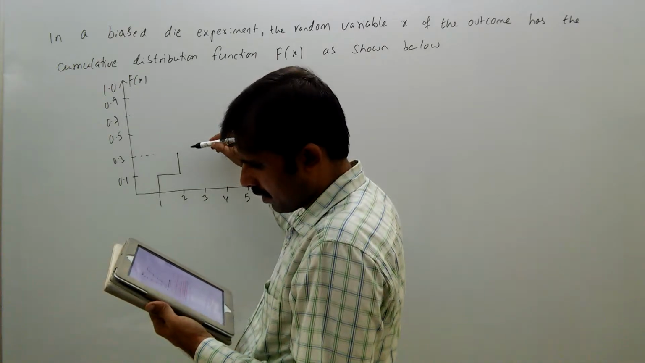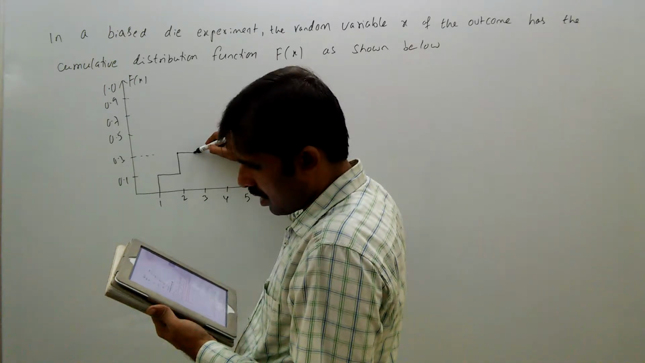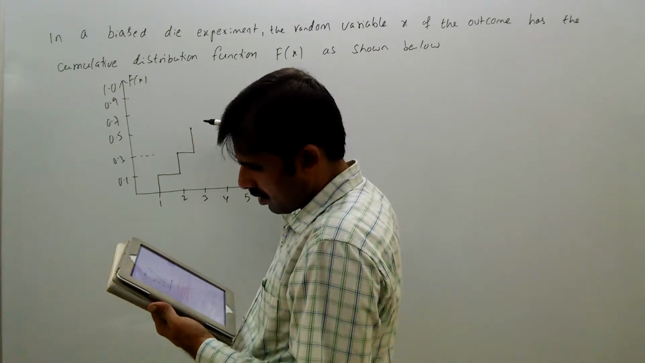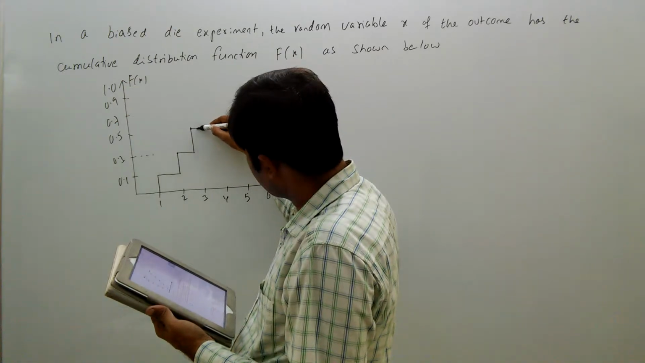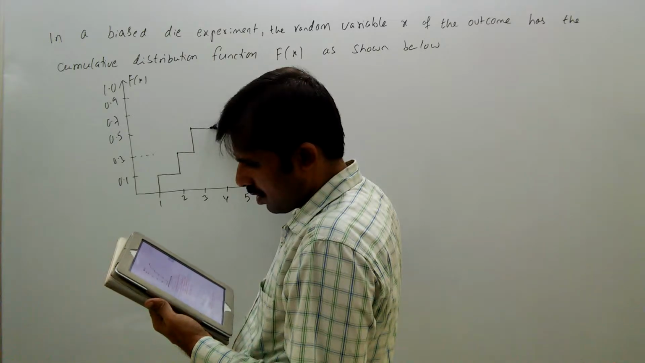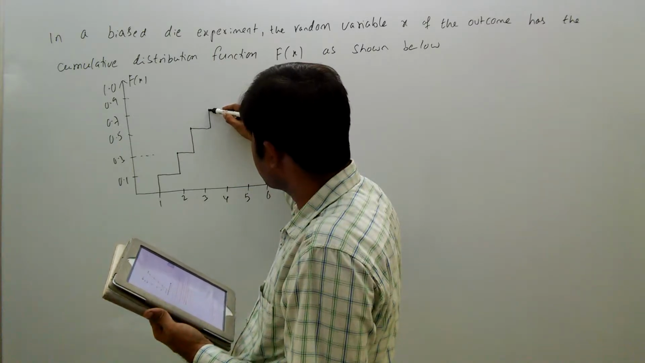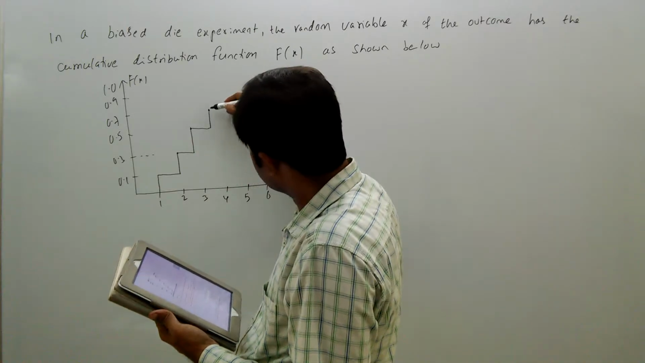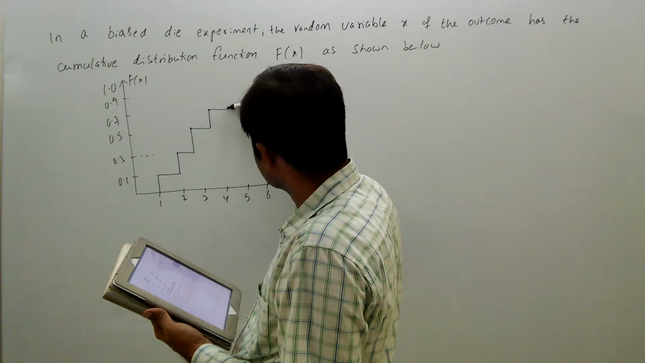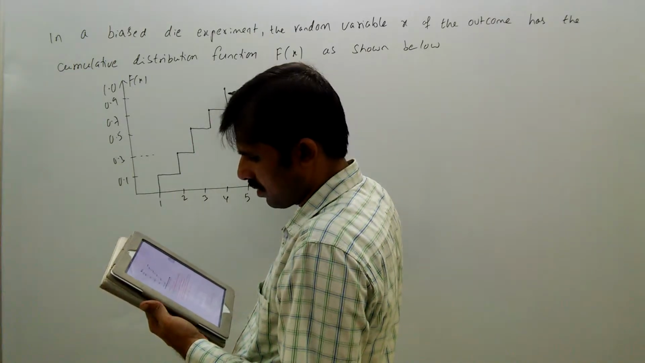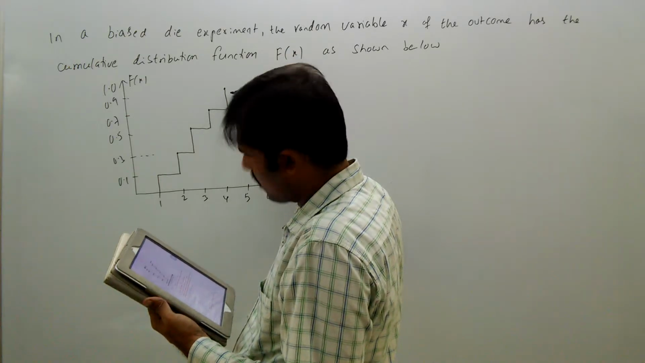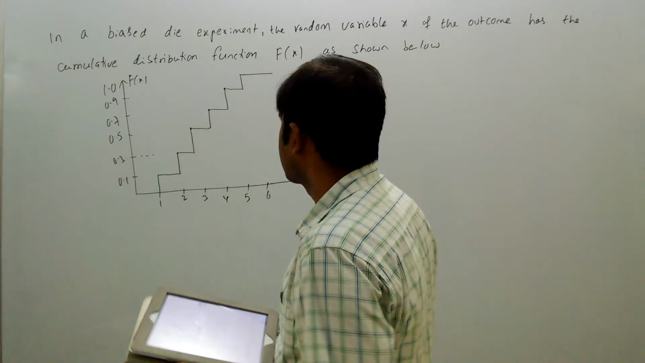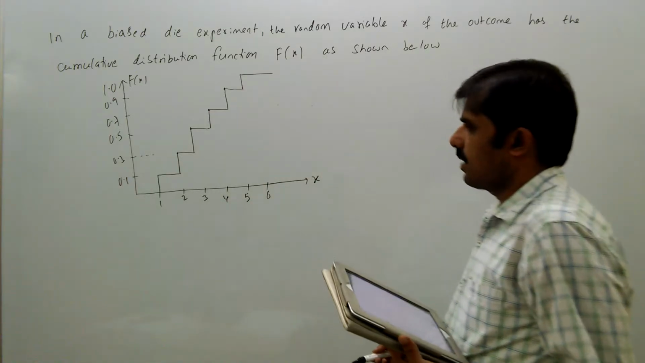then 3 up to 0.5, then 4. At 4 it is up to 0.7, then 5 up to 0.9, then 6, at 6 it reaches 1, then continues. Like this he has given.